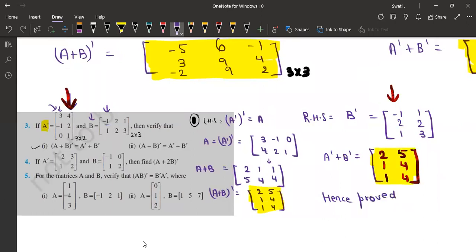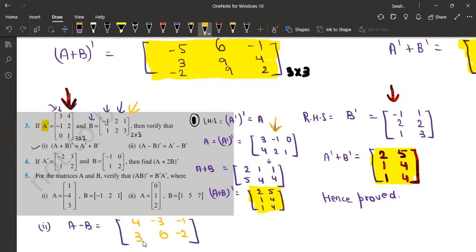Now the same thing we will do for the second one as well, right? So in the second one, we have to first find out A minus B. Where is A? Here is A. Where is B? Here is B. So it's A minus B. Let's take this and then minus B. So 3 minus minus 1, that is 4. Minus 1 minus 2, that is minus 3. 0 minus 1, that is minus 1. 4 minus 1, that is 3. 2 minus 2, that is 0. 1 minus 3, that is minus 2. So this is our A minus B.